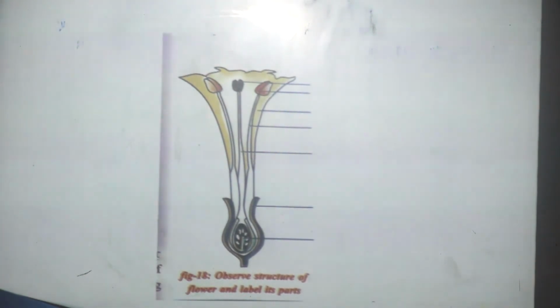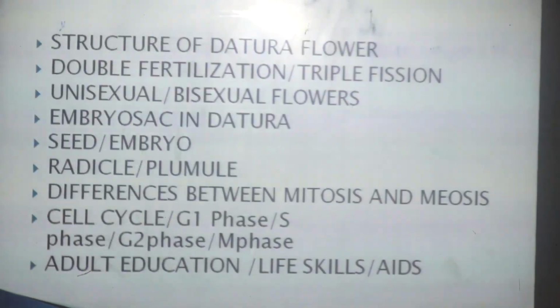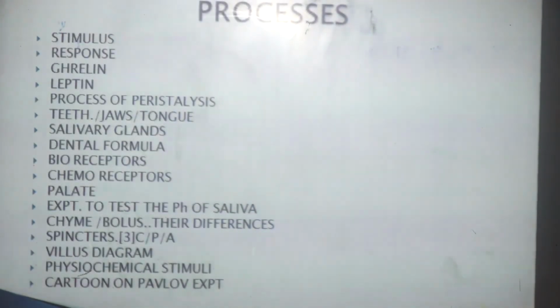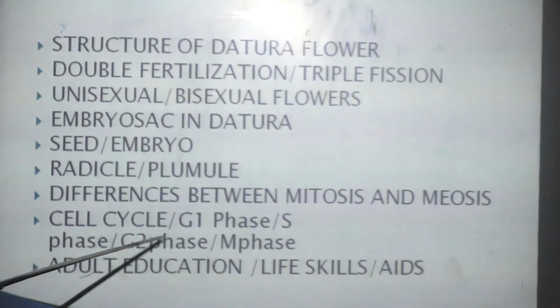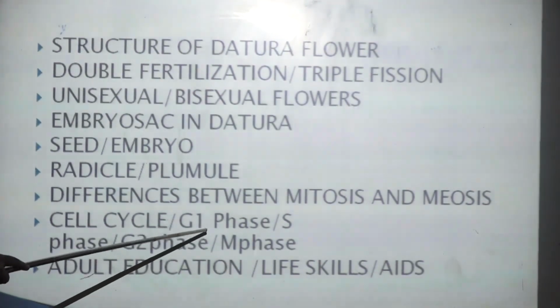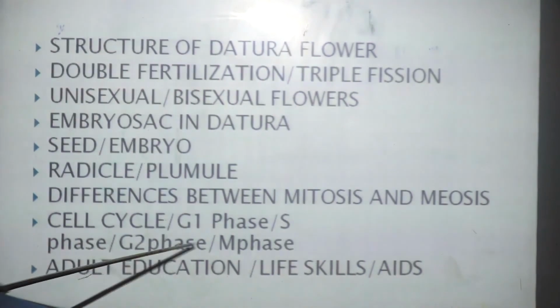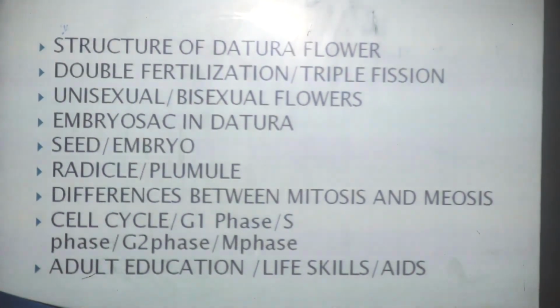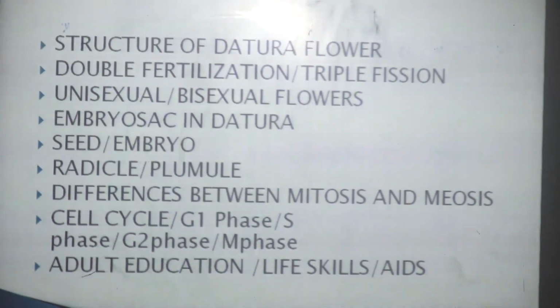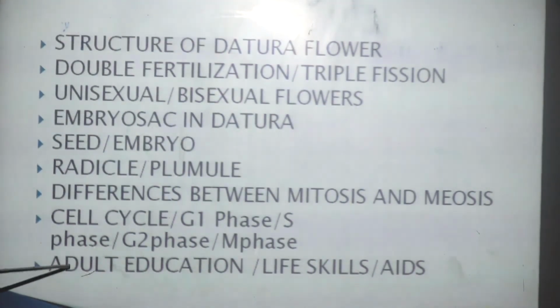You can write the points, then easily you can get it. But when you choose the cell cycle, it is quite difficult. Definitely, some terms are very important: G1 phase, S phase, G2 phase, and M phase. Then adult education, life skills, and AIDS. Every year you are getting 2 to 3 marks. 1 mark, 1 question, 2 marks or 4 marks, another question. So read the content that is there in the textbook.